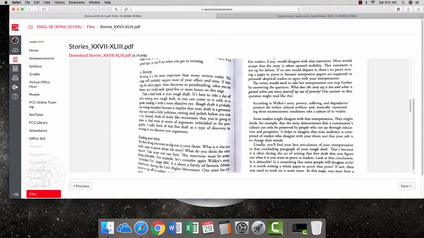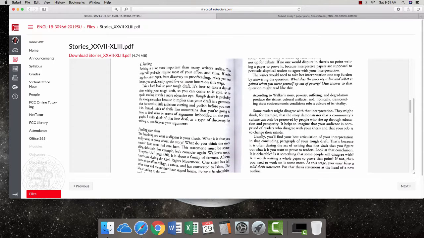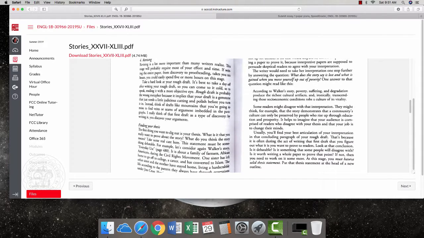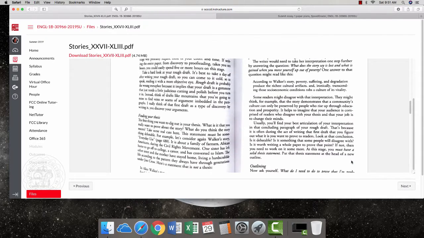Some readers might disagree with that interpretation. They might think, for example, that the story demonstrates that a community's culture can only be preserved by people who rise up through education and prosperity. It helps to imagine that your audience is comprised of readers who disagree with your thesis, and that your job is to change their minds.